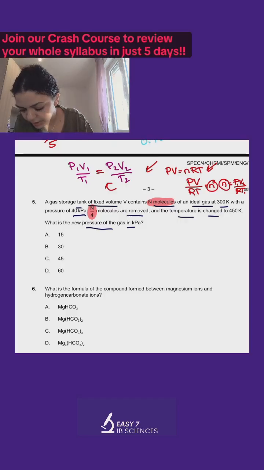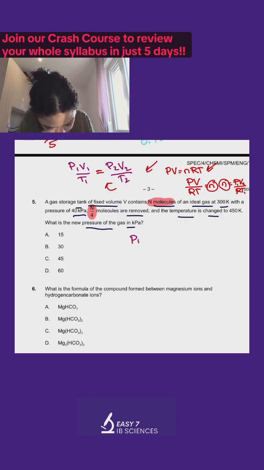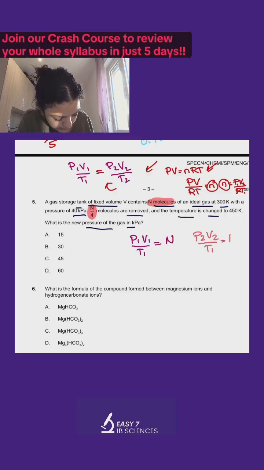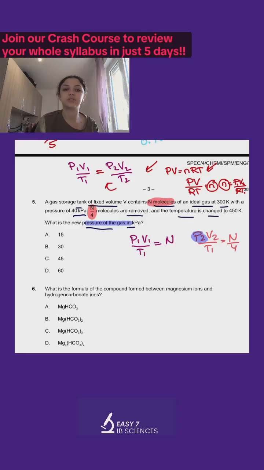So how would you do that? You would just simply say, okay, so P1V1/T1 equals n molecules. Okay, fine. And then I have P2V2/T1, and that equals n divided by 4 molecules. The only thing I need to find is P2, because I'm trying to find the new pressure of this gas, so I apply these two relationships.